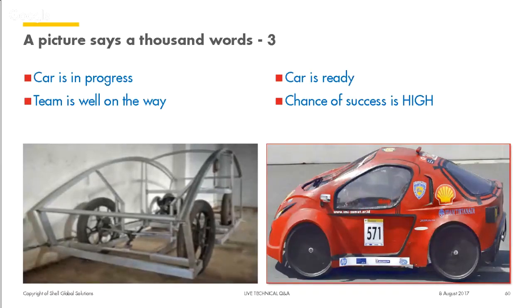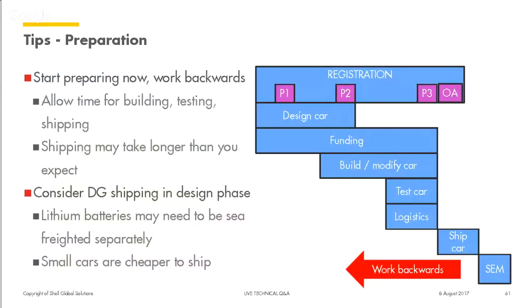In terms of preparation, please work backwards from the actual SEM event, noting that we need time for everything. So I won't dwell too much on that, but please make sure that these critical elements are taken care of, and you'll have a timeline for that. And for shipping, remember that takes time. So plan your shipping, and especially for battery electric teams, lithium batteries may need to be shipped by sea separately, and that may take up to a month. So please take note of that. And also do note that when you're designing cars, small cars are cheaper to ship. If you send a big, heavy car, it's going to be more expensive.